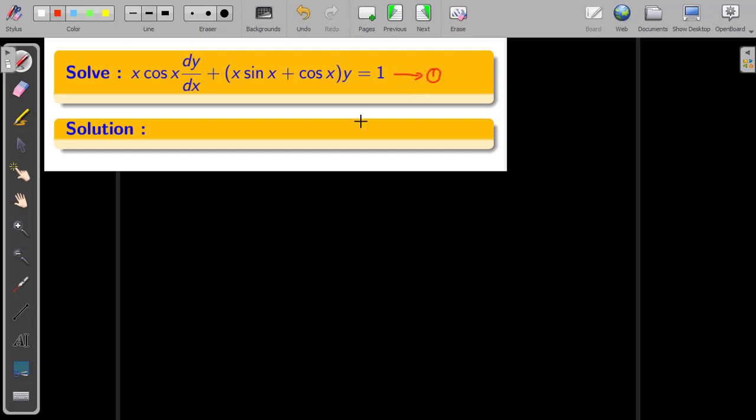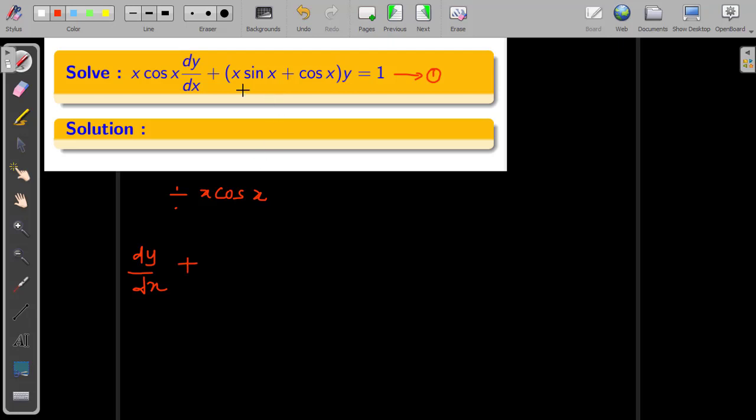Suppose equation number 1. So let us here divide both sides by x times cosine x. On dividing both sides by x times cosine x, this will cancel out, which means you are only left with dy by dx. The coefficient of dy by dx is 1. Now it has become 1.